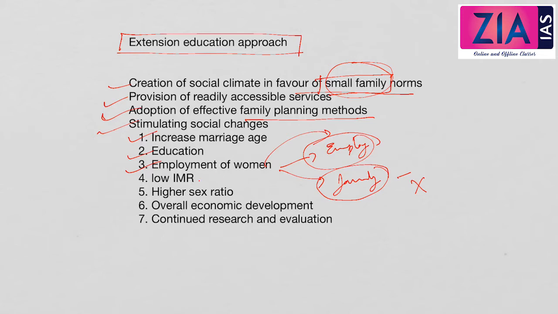Second, third, fourth one is to reduce the infant mortality rate. IMR means infant mortality rate. And next one is a higher sex ratio. Okay, better will be the development. So we'll come to sex ratio. What is sex ratio? What is India's trend? Everything in the coming session, coming slides we include. So we'll discuss there. Then sixth one is overall economic development was one of the aims in the extension education approach. And the last one is continued research and evaluation with regards to how we can change the current trend of growth, how population growth pattern can be improved with respect to socially desirable goals.